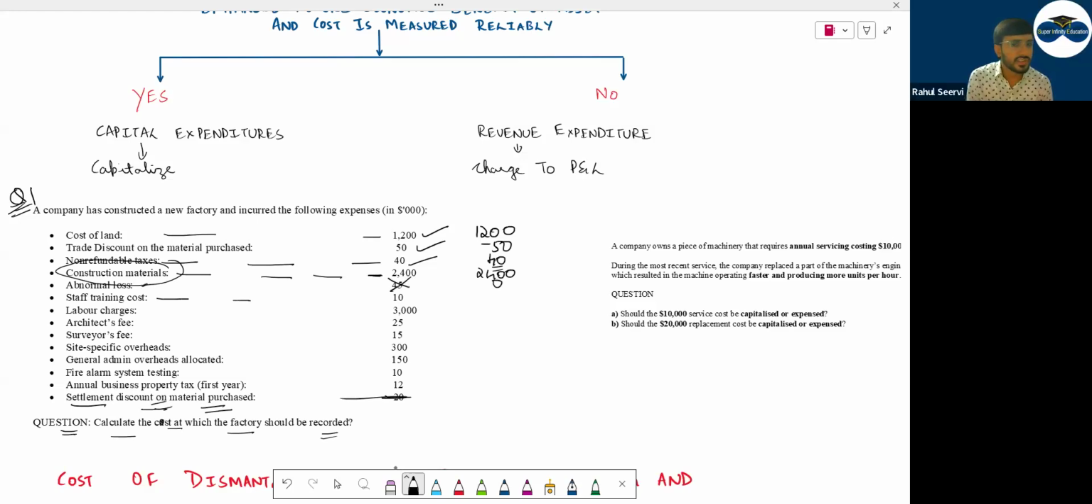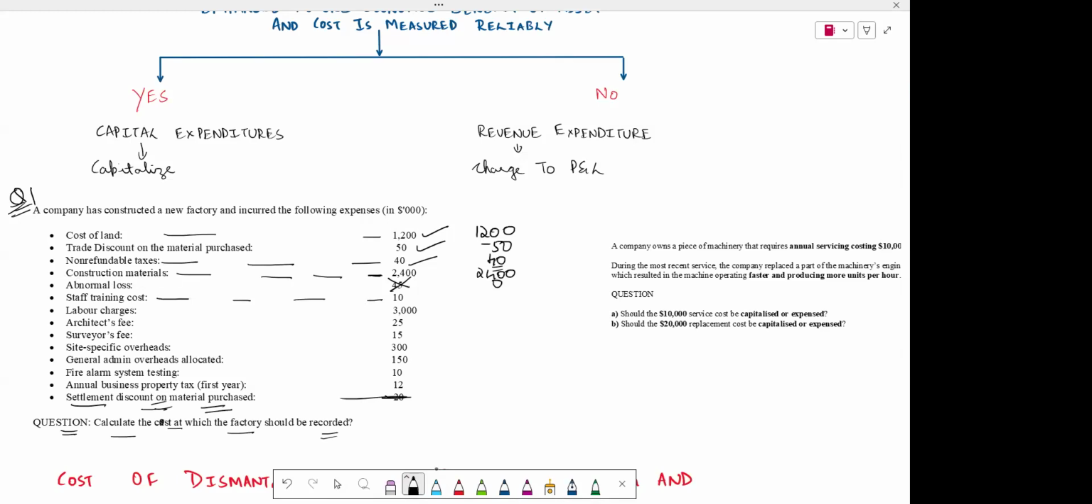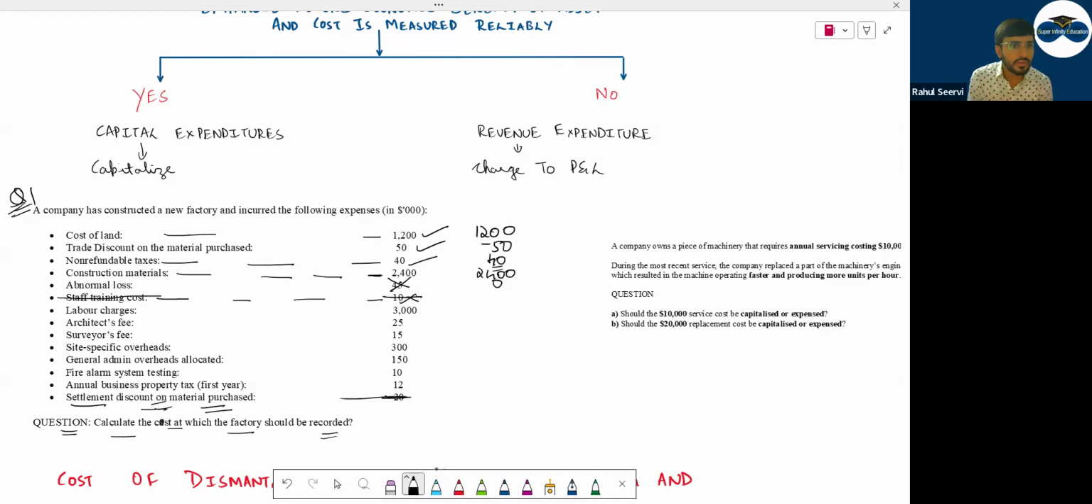Then staff training cost. Rishabh, will you include the staff training cost? Rifang, Semi, will you include it? No, sir. No, you will not include. You will ignore this also. Labor charges to construct the building, you have incurred this. Will you include this? Yes, we will include the labor charges. Then architect fees, yes, we will include. Survey fees, yes, we will include. Before construction there is a survey, and this is a cost you will include. Site specific overheads, relating to the site, you will include. This is not general overheads. If it is general overheads, you will ignore it.